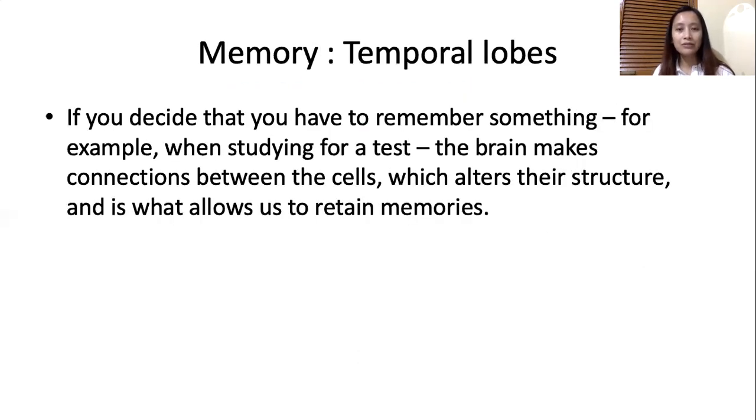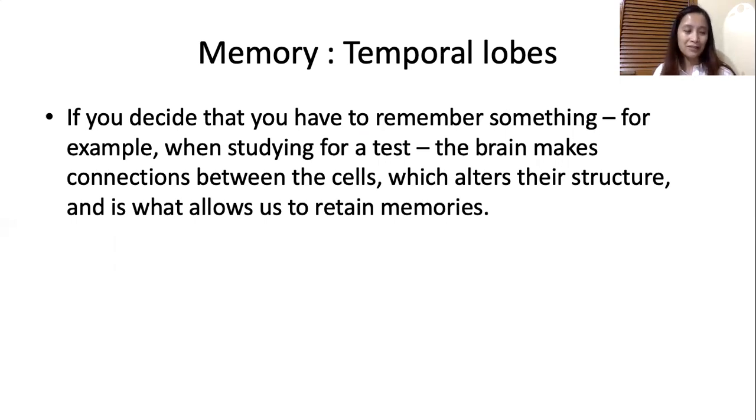So last, we go to memory. I think this is the second to the last. Your memory is a function of your temporal lobe. If you decide that you have to remember something, for example when studying for a test, the brain makes connections between the cells, which alters their structure and is what allows us to retain memories.